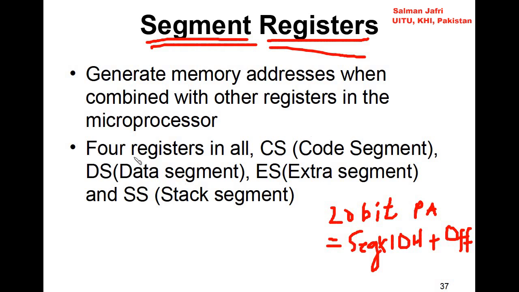Now, there are four segment registers: the CS code segment, DS data segment, ES extra segment, and SS stack segment register. And of course, like I discussed previously briefly, every segment address would have the offset address. If we are talking about CS, we have the IP, which is the offset address. For the DS, it is the SI. For the ES, it is the DI. And for the stack segment register, it is the SP, or the stack pointer register.